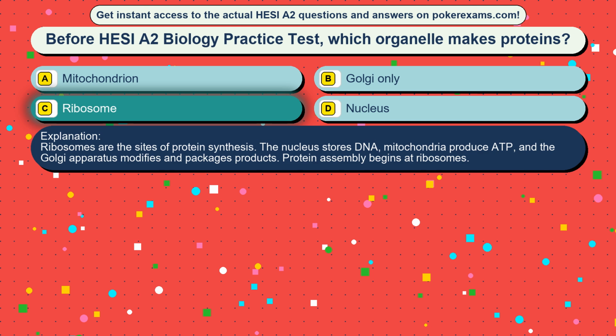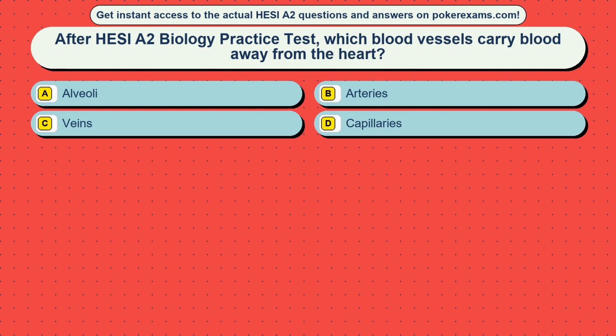The nucleus stores DNA, mitochondria produce ATP, and the Golgi apparatus modifies and packages products. Protein assembly begins at ribosomes. Question 16. After HESI A2 Biology practice test, which blood vessels carry blood away from the heart? Option A alveoli, option B arteries, option C veins, option D capillaries.